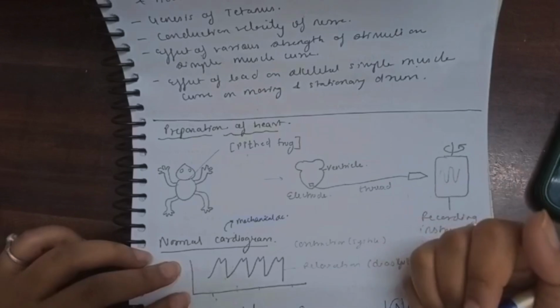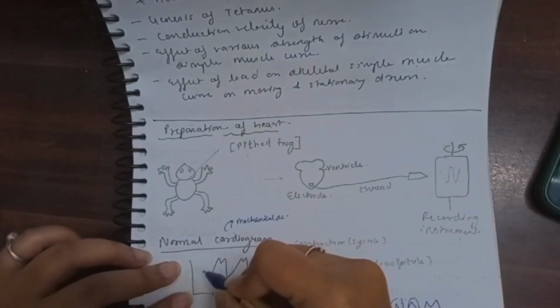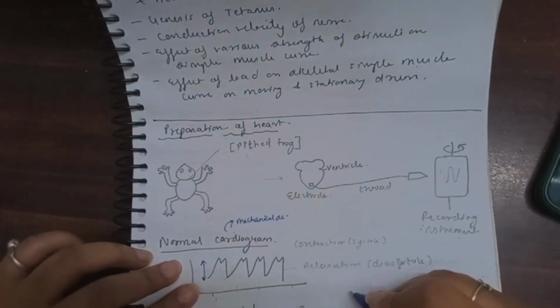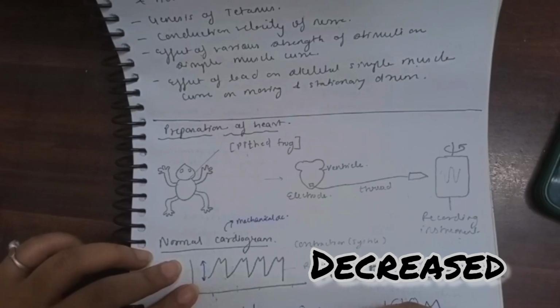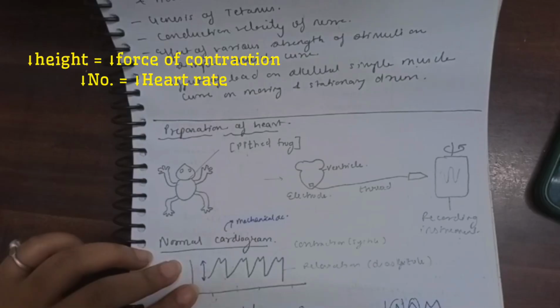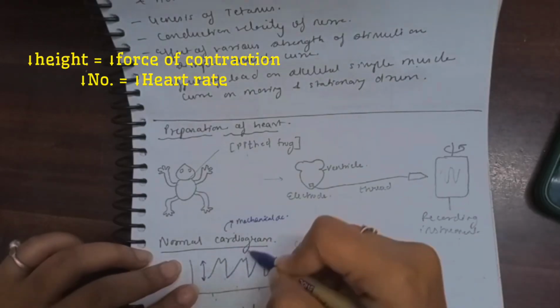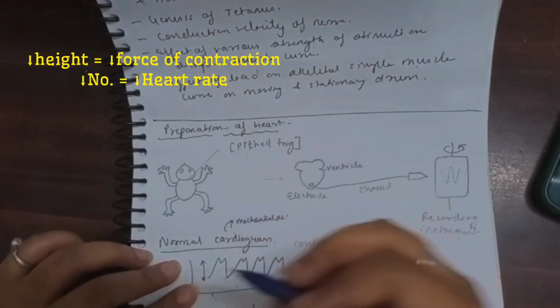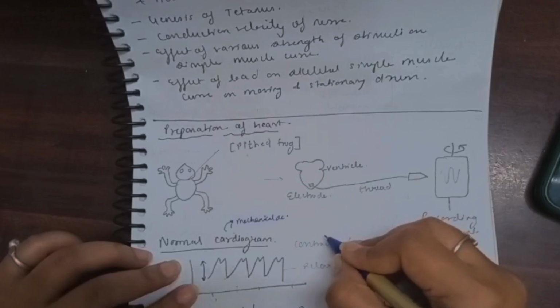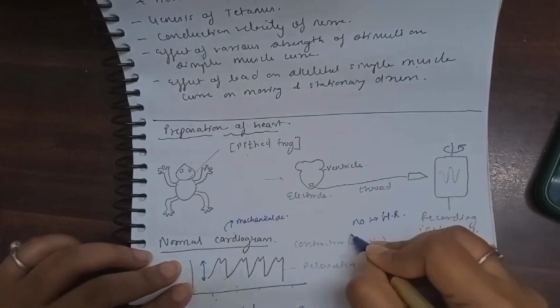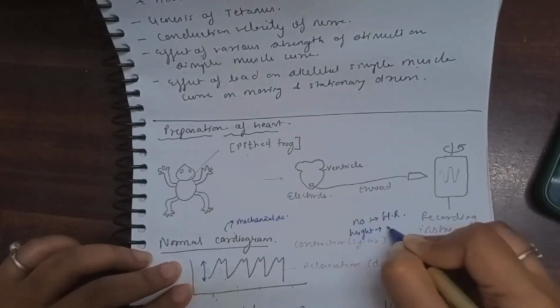Another point that will be important further is the height. This height determines the force of contraction. If the height of the systole recorded is decreased, this can be noted as a decrease in the force of contraction, while if the number of peaks, the systole and diastole noted on the graph, is increased, it can be noted as an increase in the heart rate. The number symbolizes the heart rate, while the height symbolizes the force of contraction.